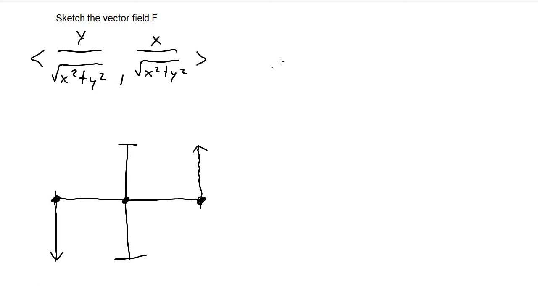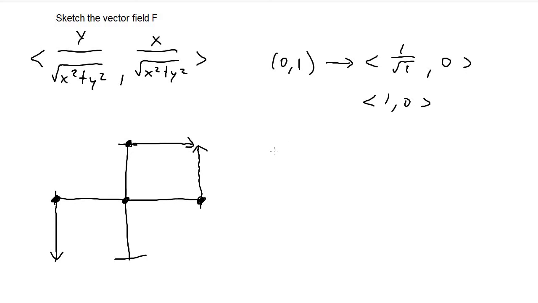So now if I go ahead and plug in (0, 1), this top point here, the vector will then be 1 over the square root of 1, which is 1, and then comma 0. So we get (1, 0). So at the point (0, 1), the x component is 1, the y component is 0, and if we go ahead and plug in (0, -1), the x component will be -1, and the y component will be 0. So it looks something like this.